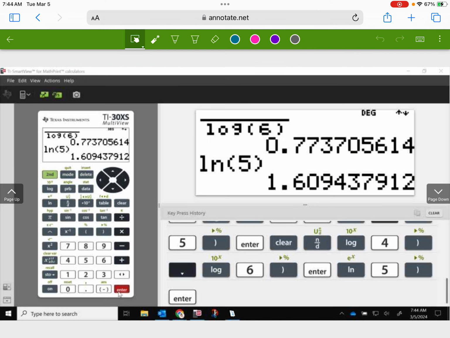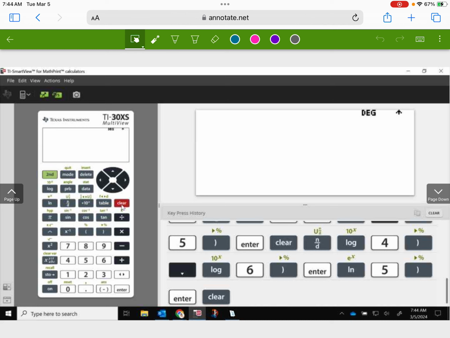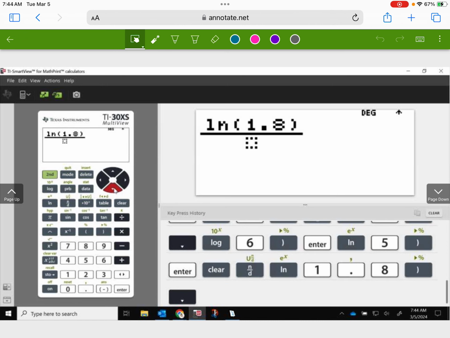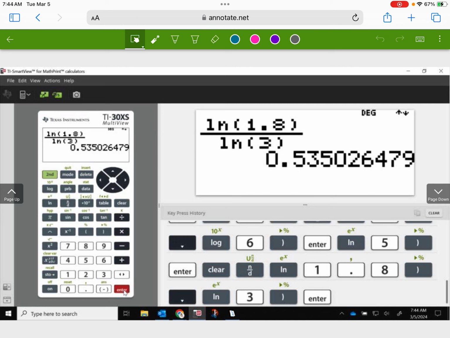So we're going to have our fraction. I did ln this time of 1.8 over the natural log of 3. And we're getting 0.5350.